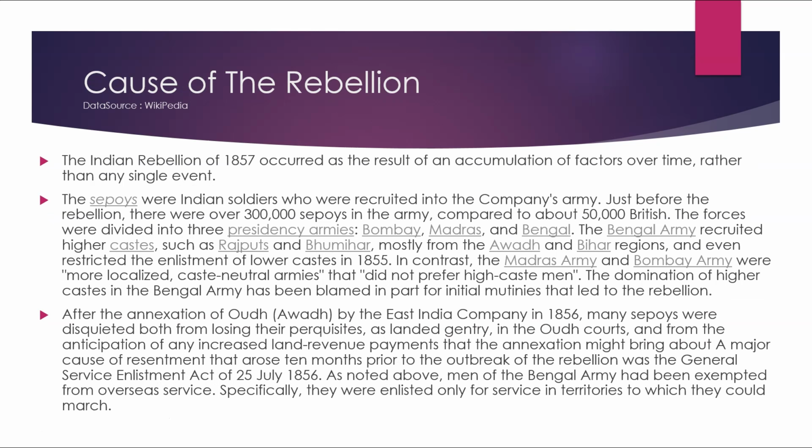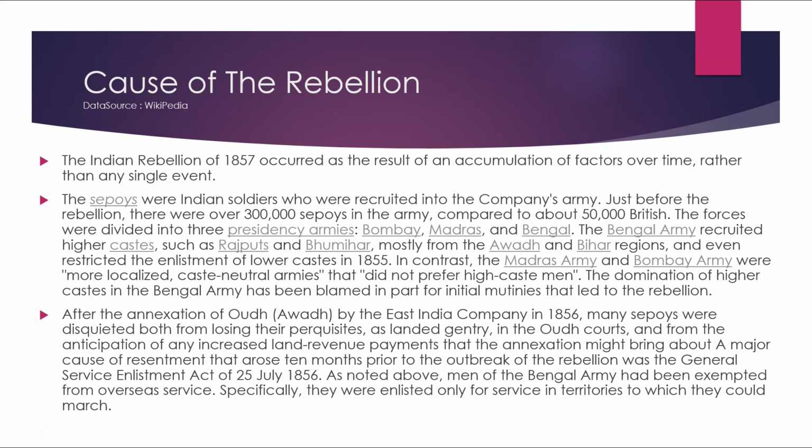Causes of the rebellion. The Indian Rebellion of 1857 occurred as a result of an accumulation of factors over time rather than any single event. The sepoys were Indian soldiers who were recruited in the company's army. There were 3 lakh sepoys in the army compared to 50,000 Britishers. The forces were divided into 3 presidencies: Bombay, Madras, and Bengal. The Bengal Presidency Army recruited higher castes such as Rajputs and Bhumihars, mostly from the Awadh and Bihar regions, and even restricted the enlistment of lower castes in 1855. In contrast, the Madras Army and the Bombay Army were more localized, caste-neutral armies that did not prefer high caste men.